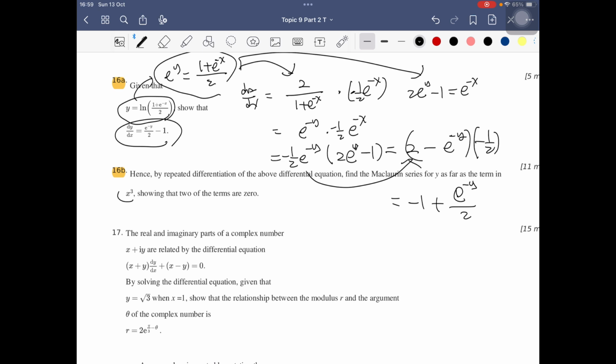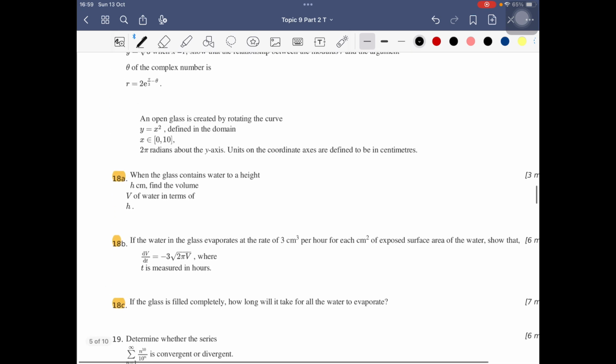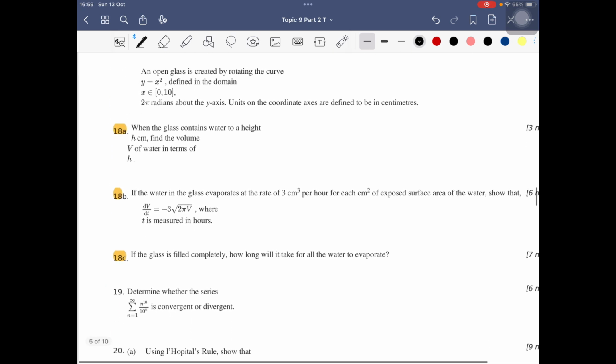And up to x cubed, so we have already the first derivative. If you continue for another two more derivatives, then you will find the Maclaurin series for y. And let's go further.